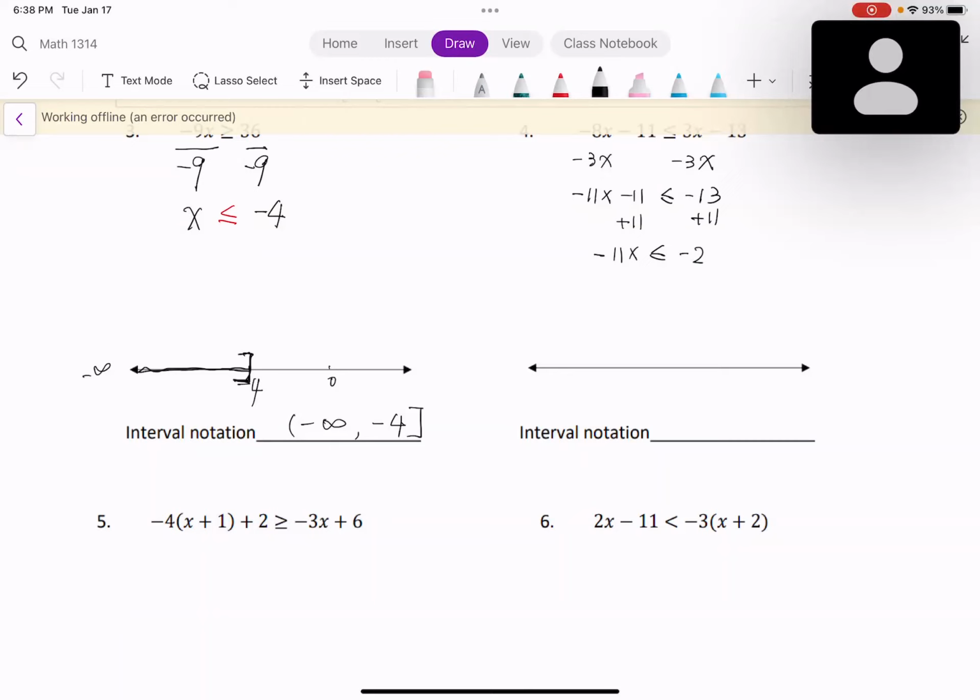It shows that working offline. I hope the video is still recording.